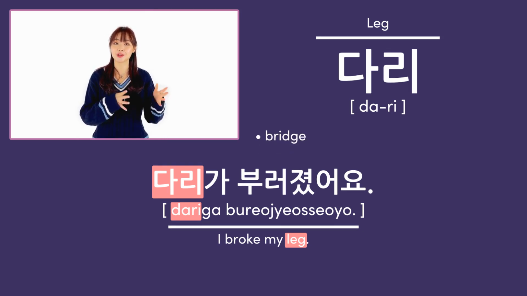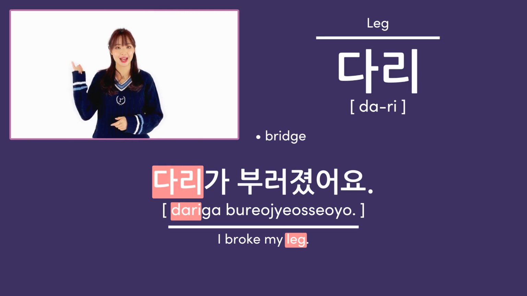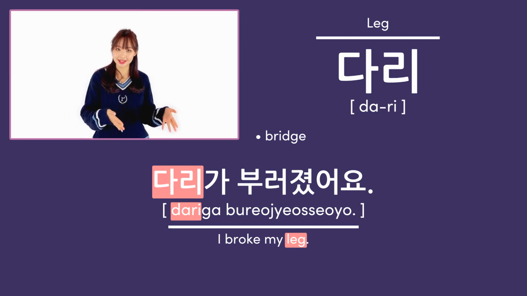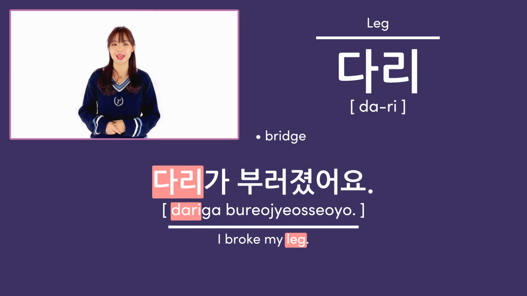You can use an association to help you remember 다리. Imagine the supports of a bridge going into the water. Those can be the 다리, or legs of the bridge. In other words, the 다리 of the 다리.